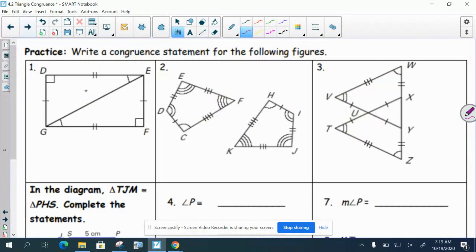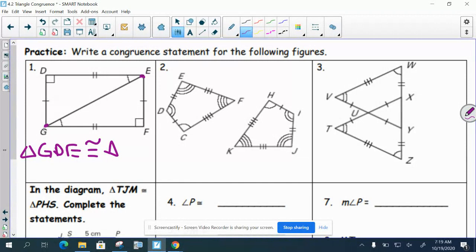Okay, so let's look at a few examples. Write a congruent statement for each of the following figures. So number 1, let's start with, how about point G here? So let's name this top triangle G, and let's go up to the right angle. So GDE is congruent to triangle, and then which angle would be corresponding with angle G in this triangle on the right? F, or E. So actually it's going to be E.